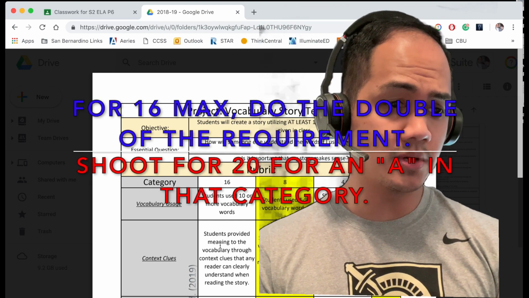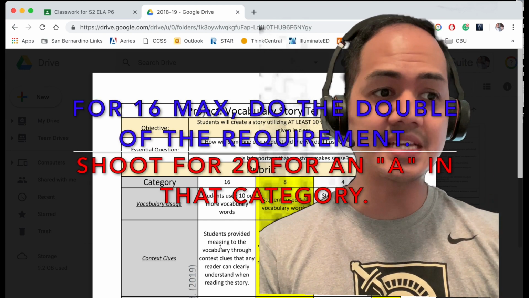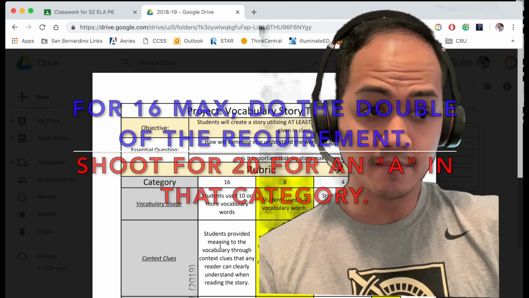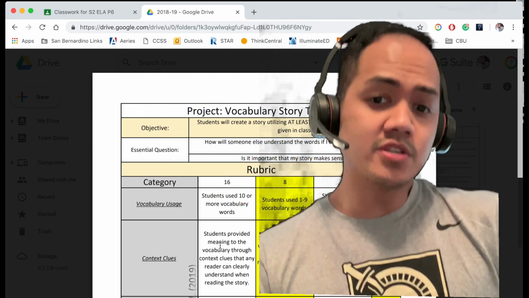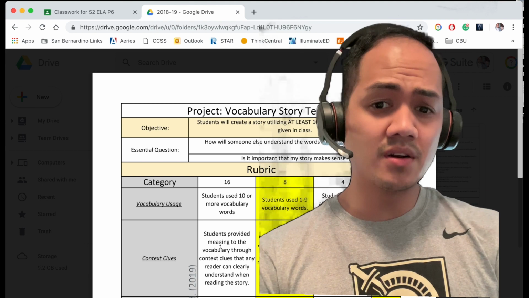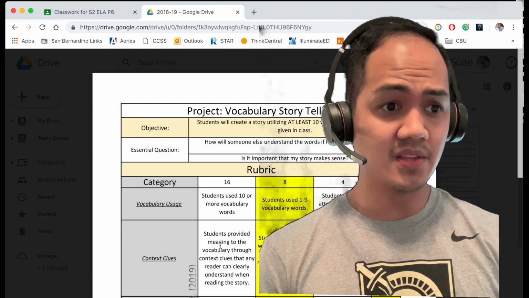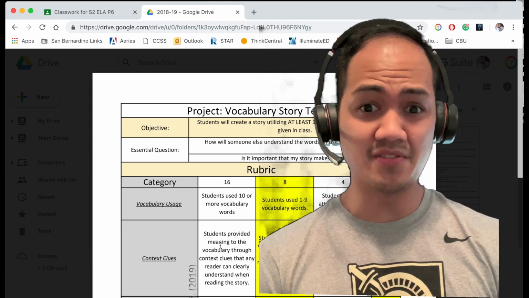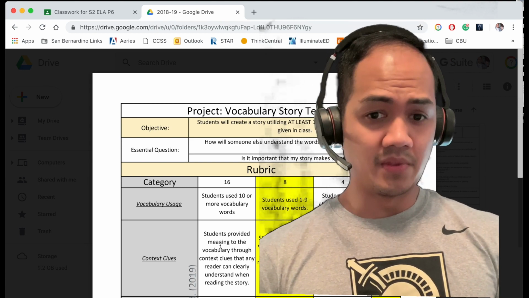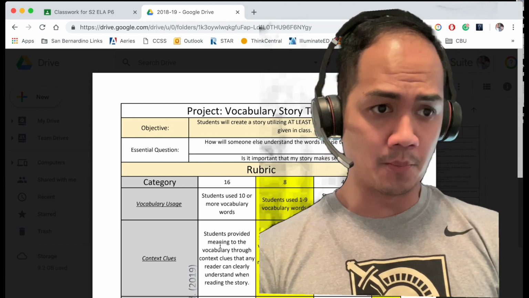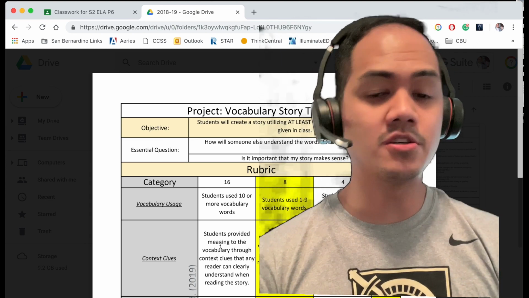For a total of 16 points, you have to have used 10 or more, going above and beyond. If you only use 1 through 9 vocab words, if you use 9, I'll give you 8 points. If maybe you just use 1, I might give you 5 only. Or if you miss the mark, 4 points. Student did not attempt to use any vocab words at all.